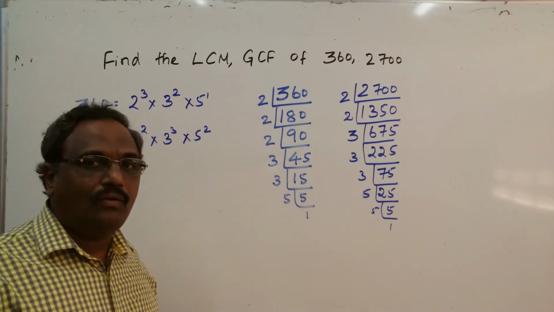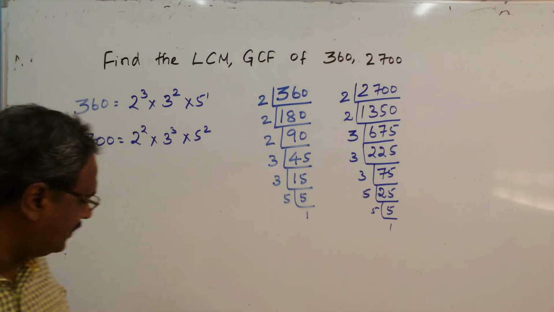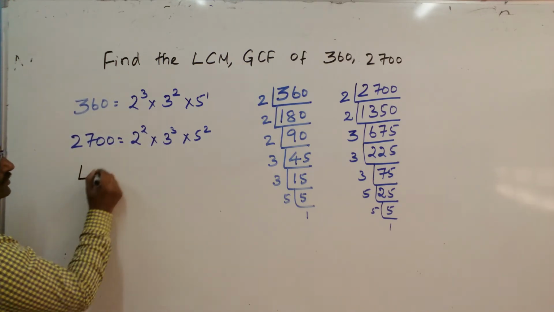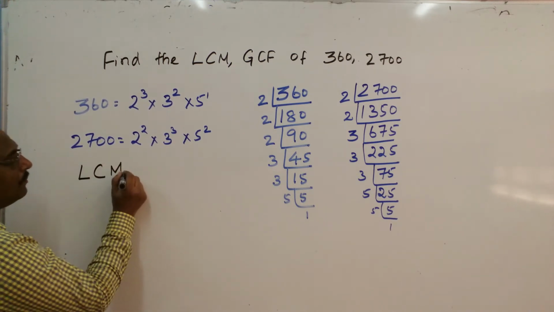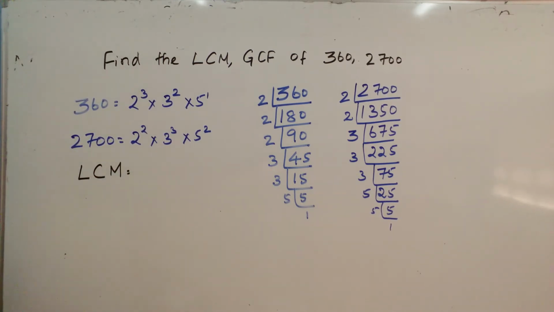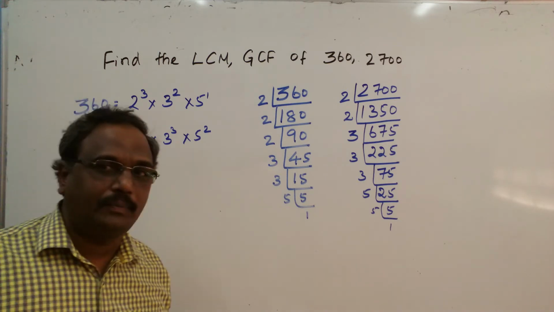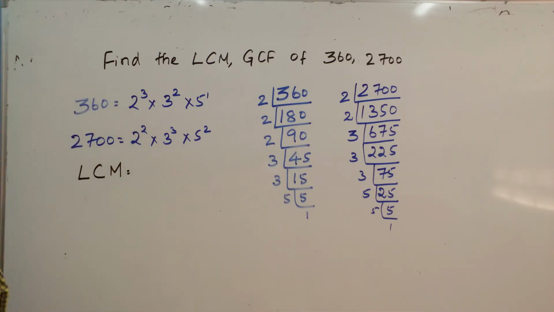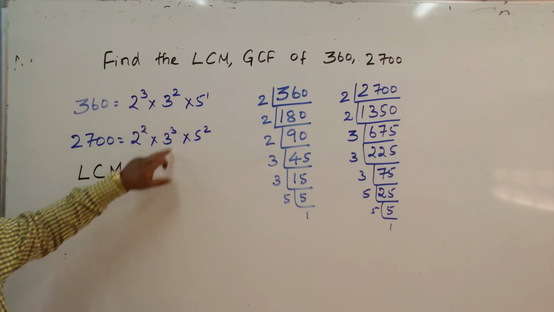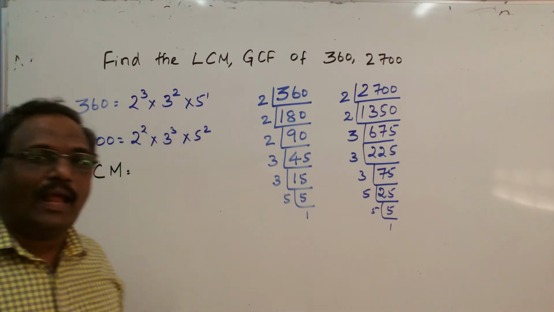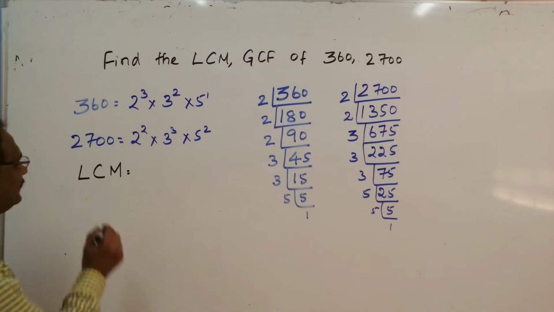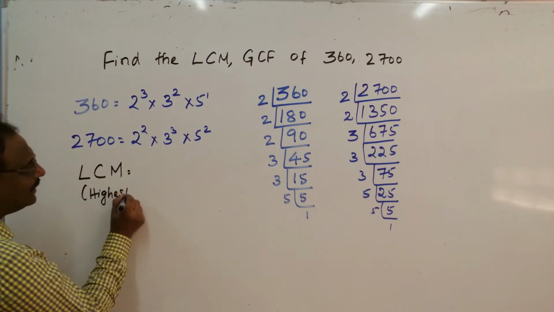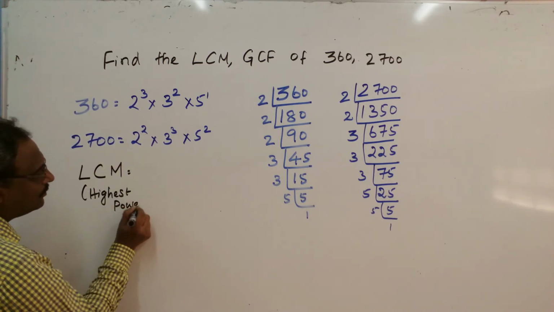Now we are going to find the LCM, least common multiple. You know that very well. Multiple means the bigger number. So I am going to check the prime factors. For LCM, we are going to take the highest power.